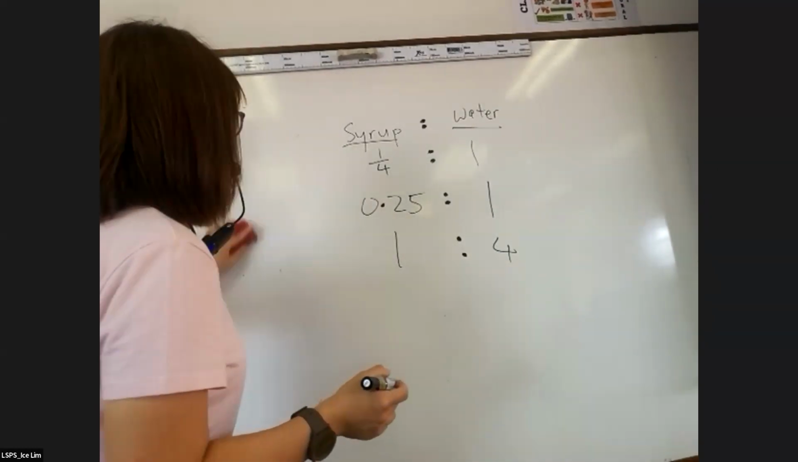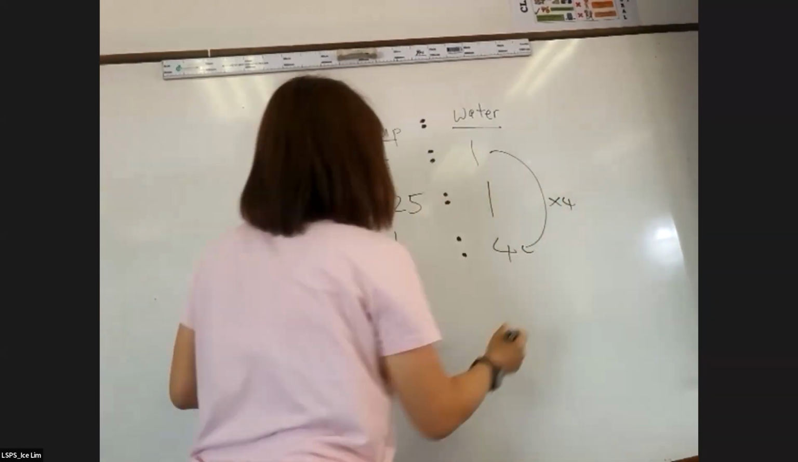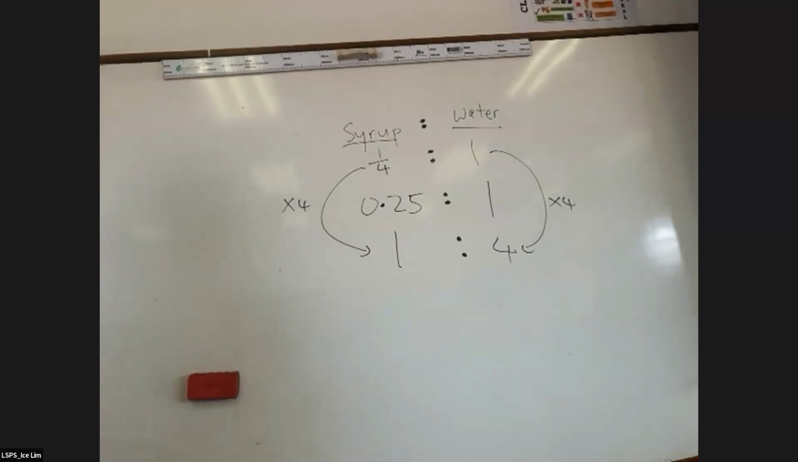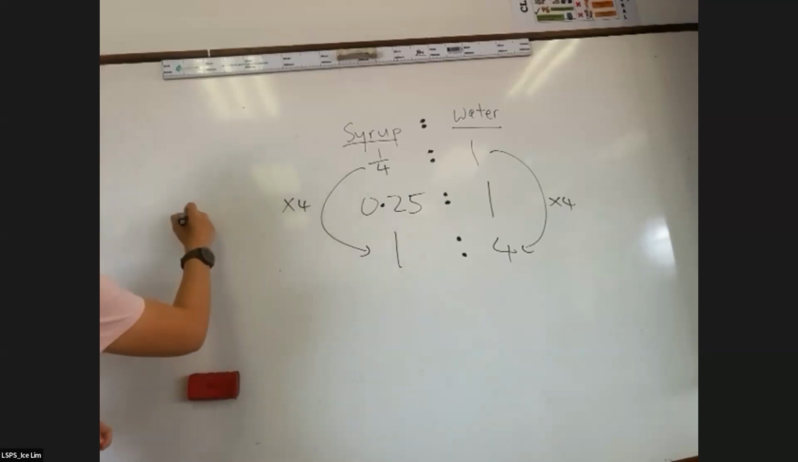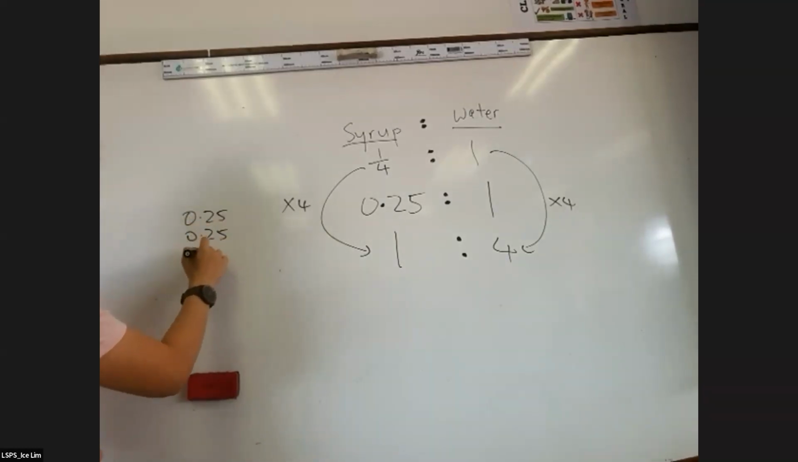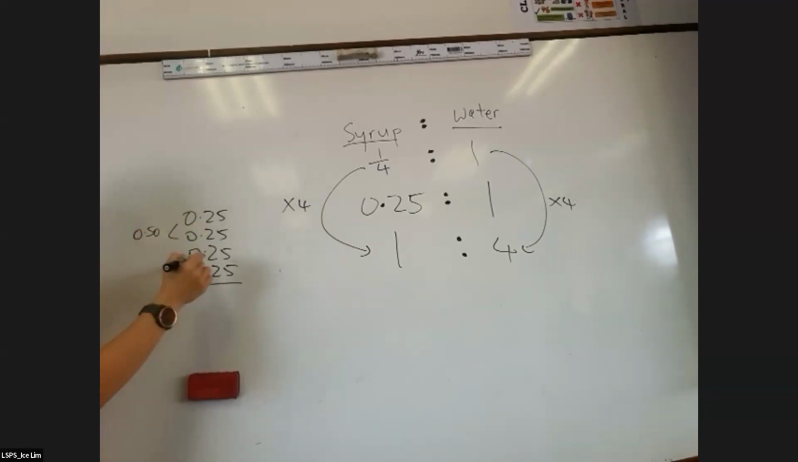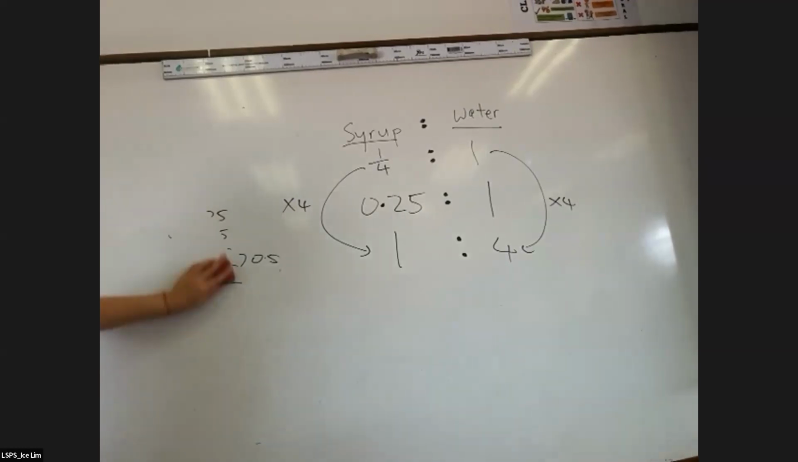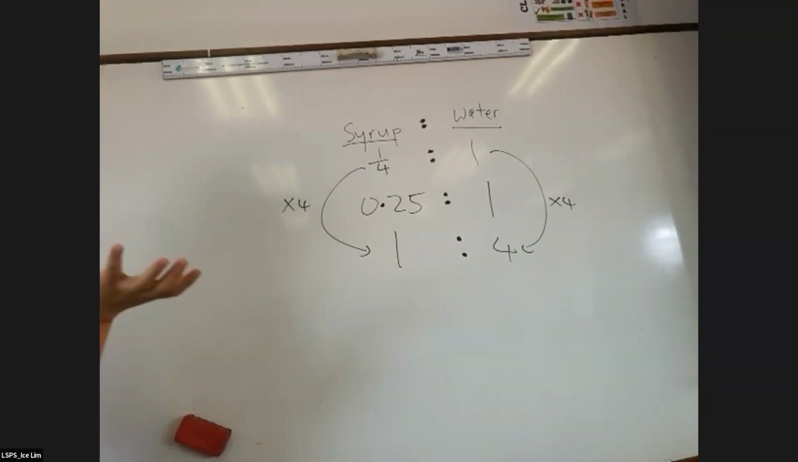So from here I times 4. From here I times 4. Can make sense? So 0.25 times 4 is also 1. 0.25 plus 0.25 plus 0.25 plus 0.25. 50 cents plus 50 cents gives you $1, right? And this side, 1 times 4 is 4. Can you understand, right? So are they the same? They are the same, right?